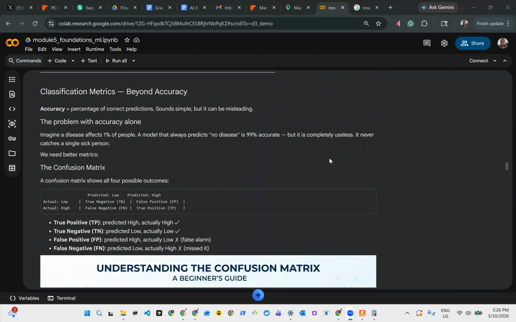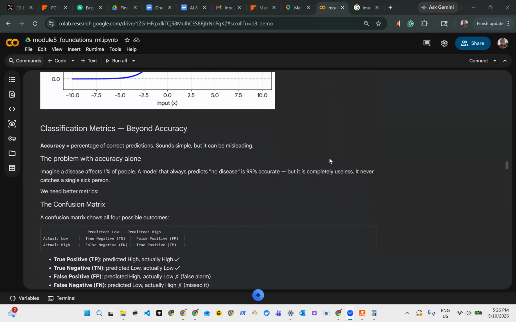So there's another powerful concept that we ought to know when we're talking about logistic regression or a classification problem. For a classification problem, we have classification metrics.